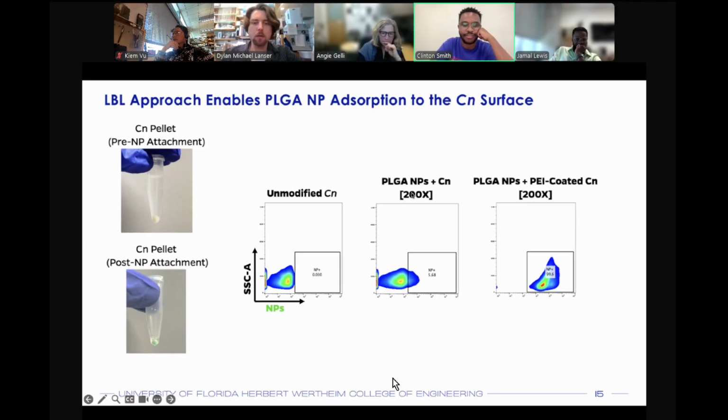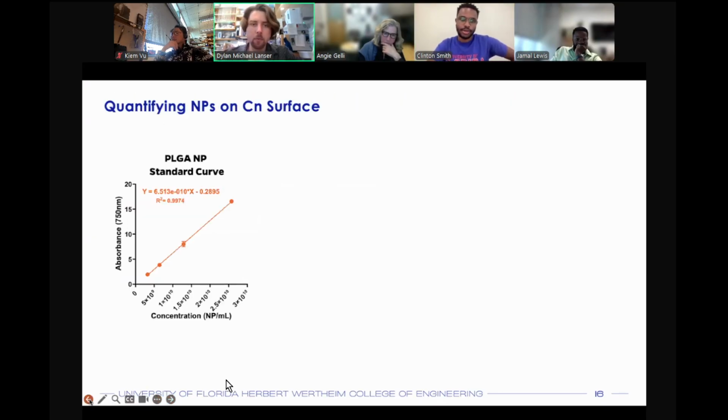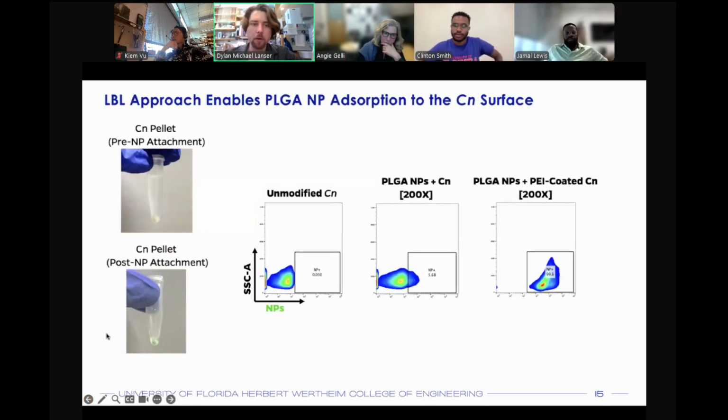So if we just have the PLG nanoparticles and unmodified CN, we get very minimal attachment. But when we coat the cells with that cationic polymer, nearly every cell has at least one nanoparticle attached. And these are unloaded nanoparticles at this point. They're just green on their physical property. Yeah, so we conjugated a dye to the PLGA, so right now it's technically unloaded.